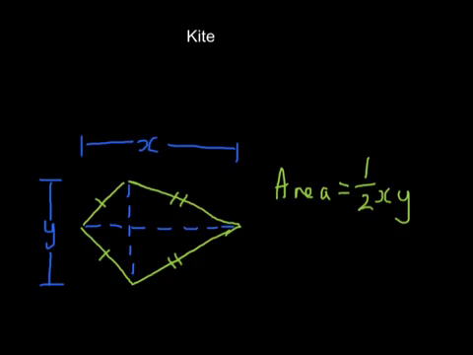Kites are a special shape that have two sets of lines that are equal length. It's a four-sided shape and they both are equal length. So this one is equal length to that one, and that one is equal length to that one. Again, we have to know the distance from one point to another. So from there, that's the x value, and up and down, that is our y value. And the area for a kite is a half times x times y. And if you've been following along, you'll know that that's the same as saying x times y divided by 2.